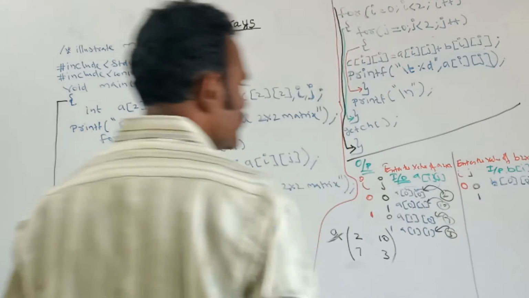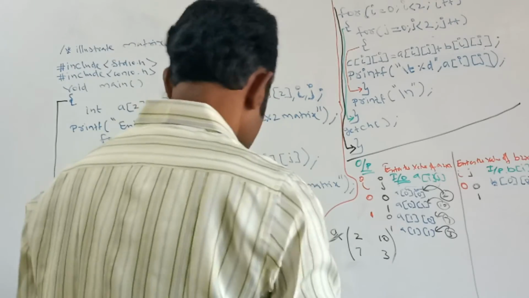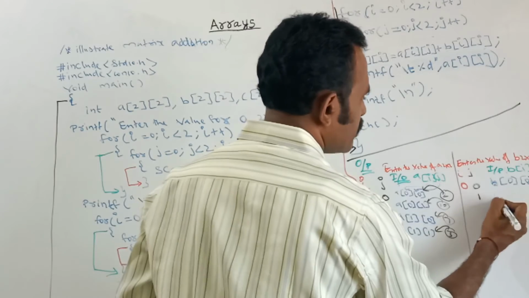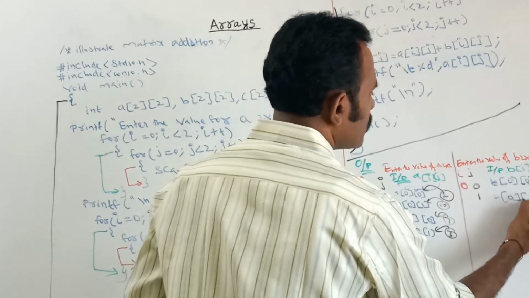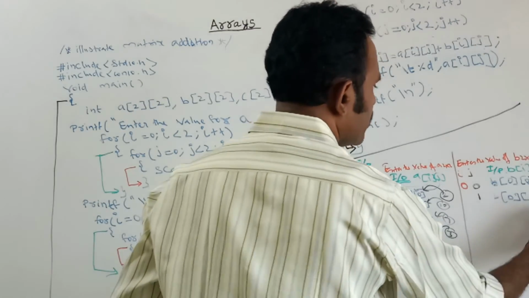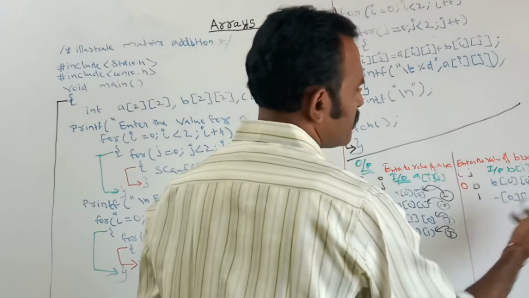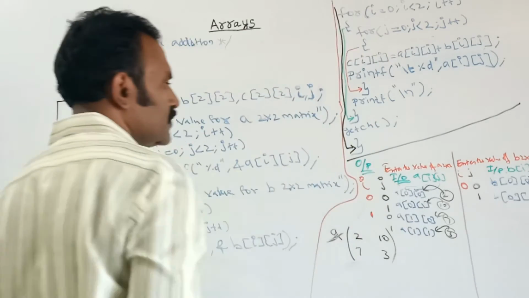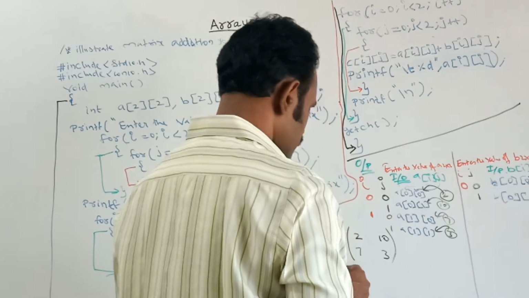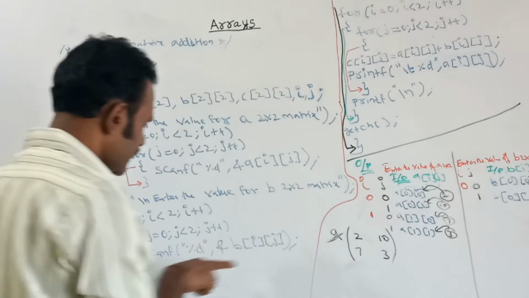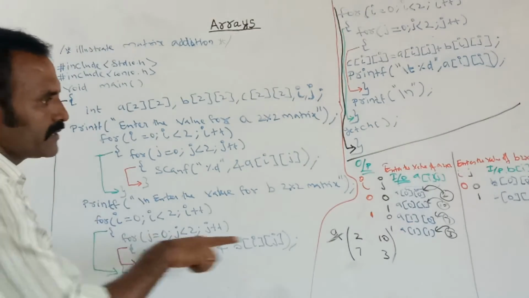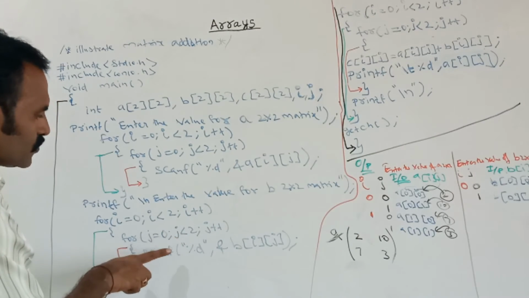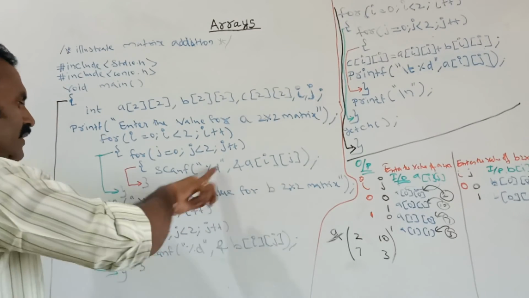At 0 comma 0, if you are giving the value 100, then that 100 will be stored to this location. After that, again come here, during this iteration B of first column, if you are giving the value 50, that 50 will be stored to this position, and that is B of 0 and 1. After the inner loop, once the J value is after the 1, it will be incremented, the value is 2, so this condition is false, it will go to the outer loop.